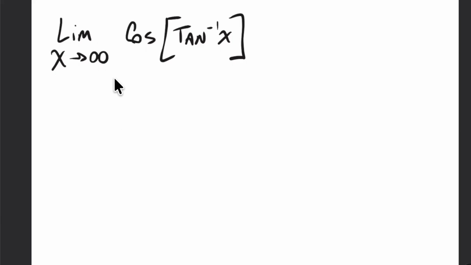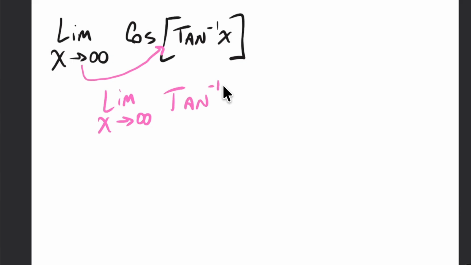We have the limit as x approaches infinity of the cosine of the inverse tangent of x. So the question is, can we bring this limit inside? So let's investigate that. We can only do that if in fact this limit exists. So let's try that. We're going to have the limit as x approaches infinity of the inverse tangent of x. Now, let's try plugging in infinity here. The inverse tangent of infinity equals what?